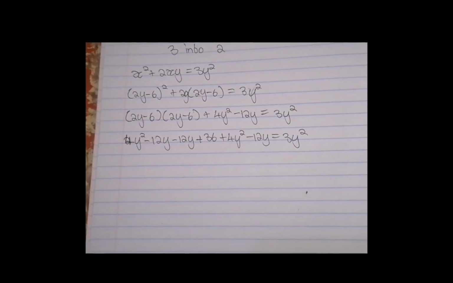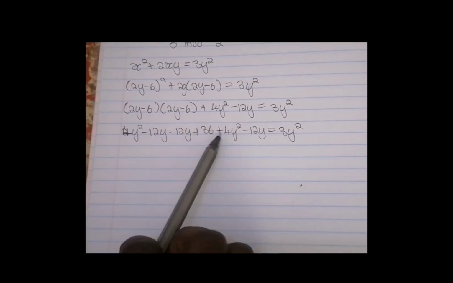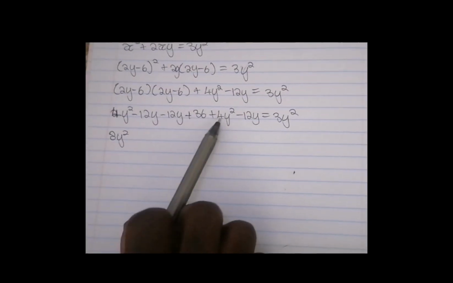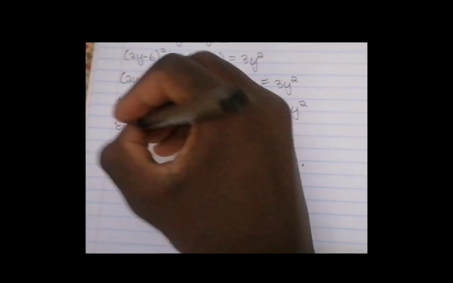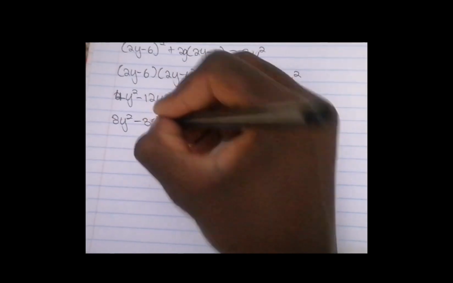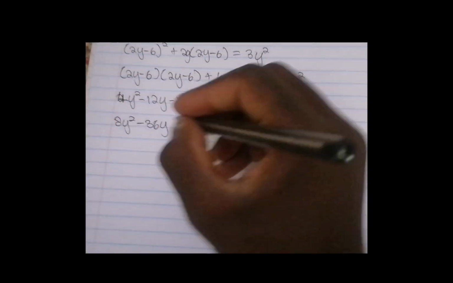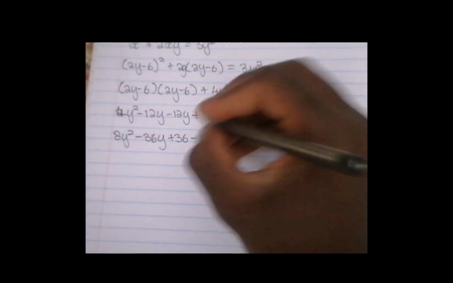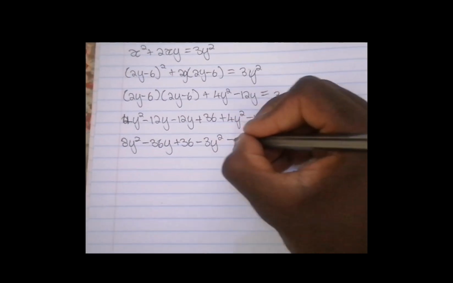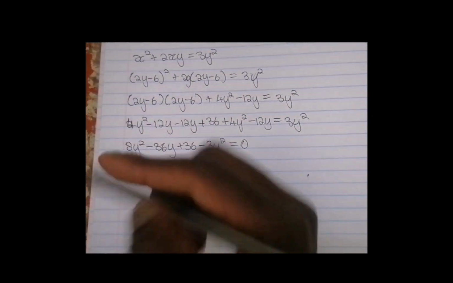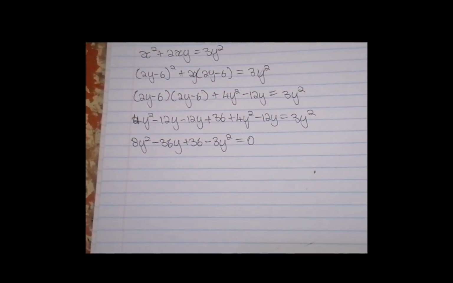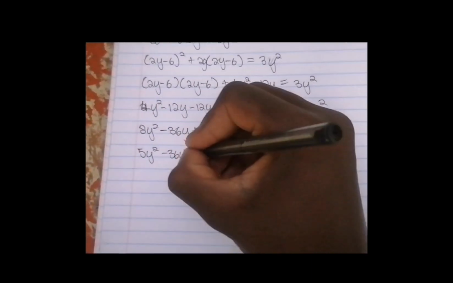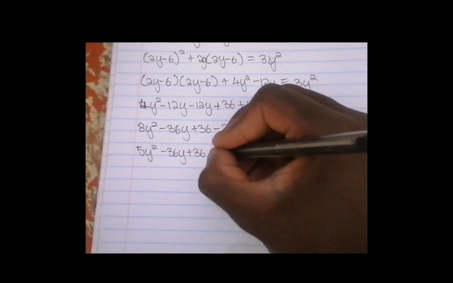So first, let us group every term that is on the left hand side. So 4y squared plus 4y squared is 8y squared. Negative 12y and negative 12y will give us a negative 36y. Positive 36 is all alone, so we still have positive 36. Now this will be transposed, so we'll have negative 3y squared, which is equal to 0. Now you group the 3y squared with the 8y squared. 8y squared minus 3y squared is 5y squared. So we'll have 5y squared minus 36y plus 36, which is equal to 0.